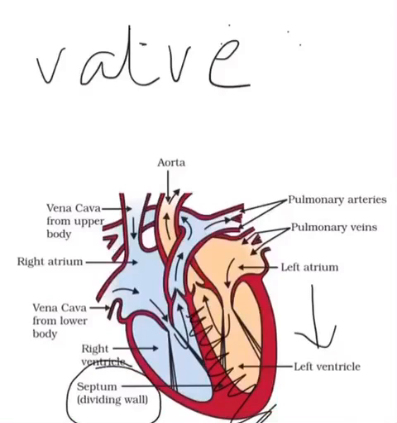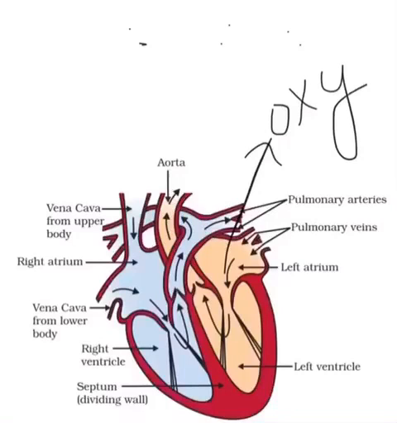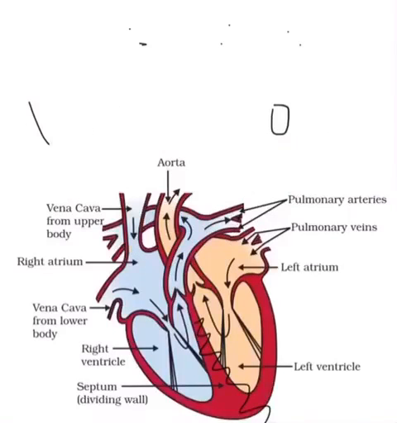Now, the left side of the heart always carries oxygenated blood, and the right side of the heart always carries deoxygenated blood. So you can remember here, the left side of the heart will always carry oxygenated blood, while the right side of the heart will always carry deoxygenated blood. So the role of the septum here is to prevent the mixing of oxygenated blood with the deoxygenated blood.